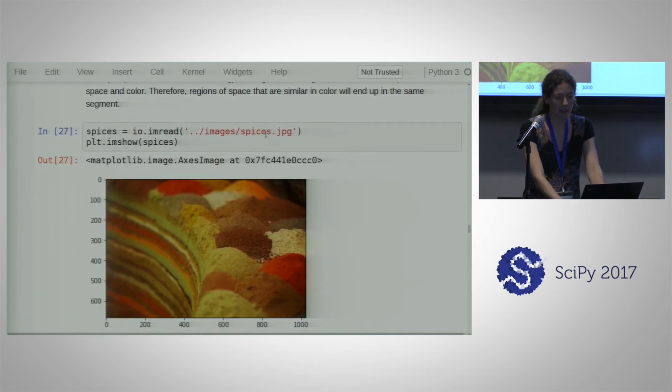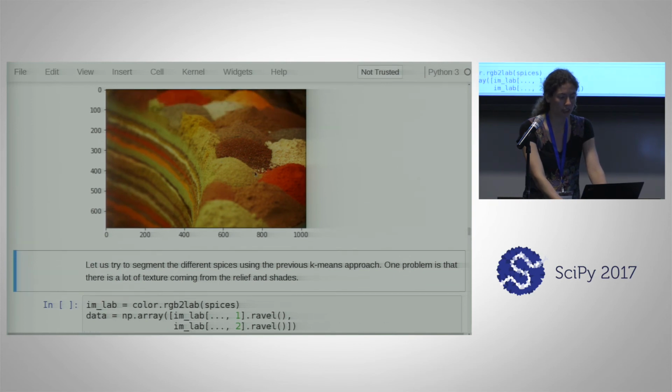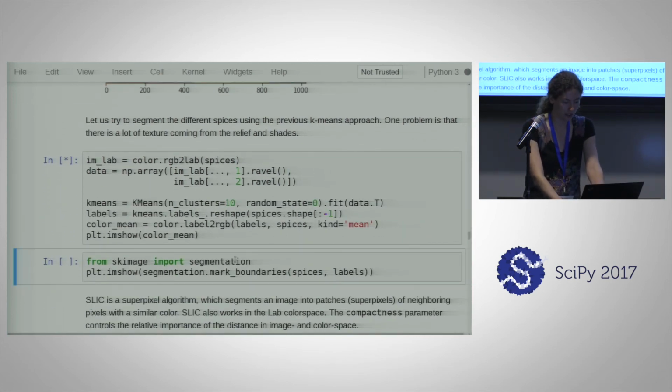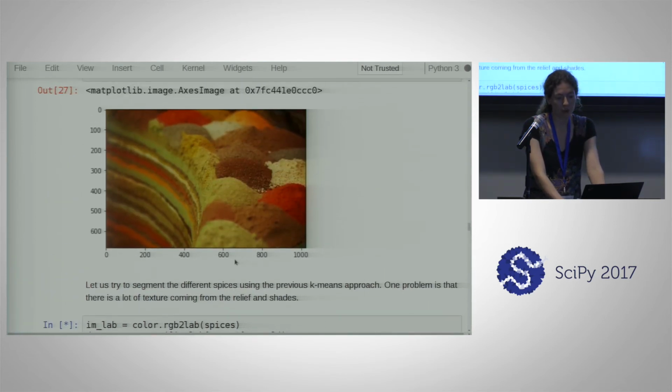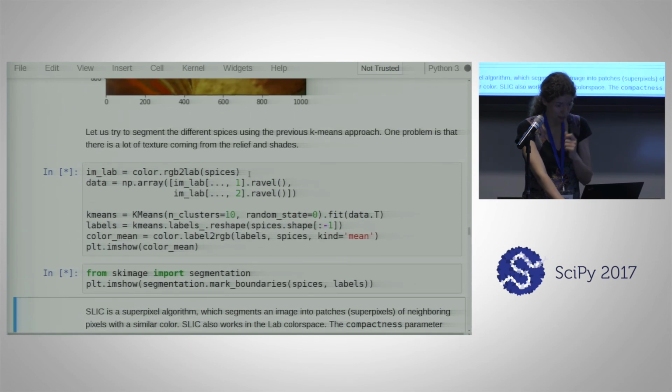So I will use the spices image that I just loaded as a NumPy array. And let's try to segment the different heaps of spices using the previous k-means approach that we used. And you'll see that the result is not really good. So the problem is actually that your eye is able to distinguish the different colors, but that we have a lot of texture coming from little shades that you have on the spices. It takes some time to execute it, but it will come.